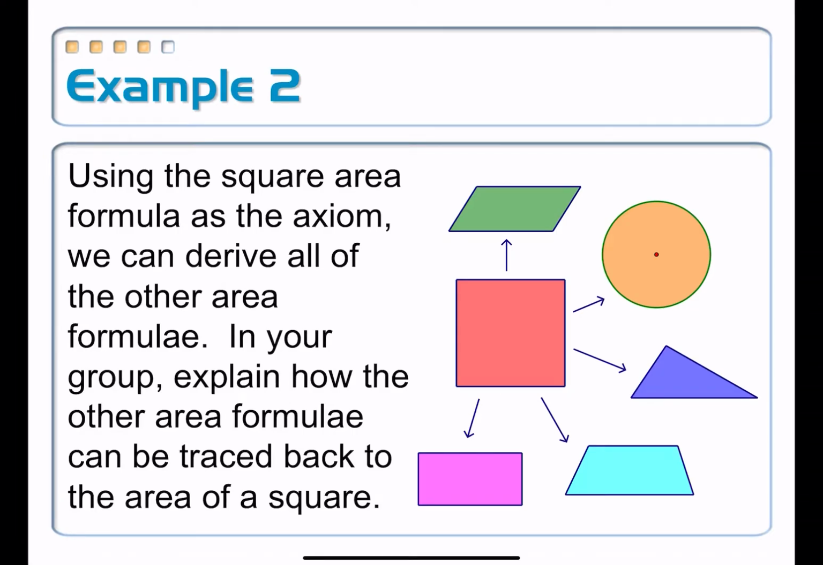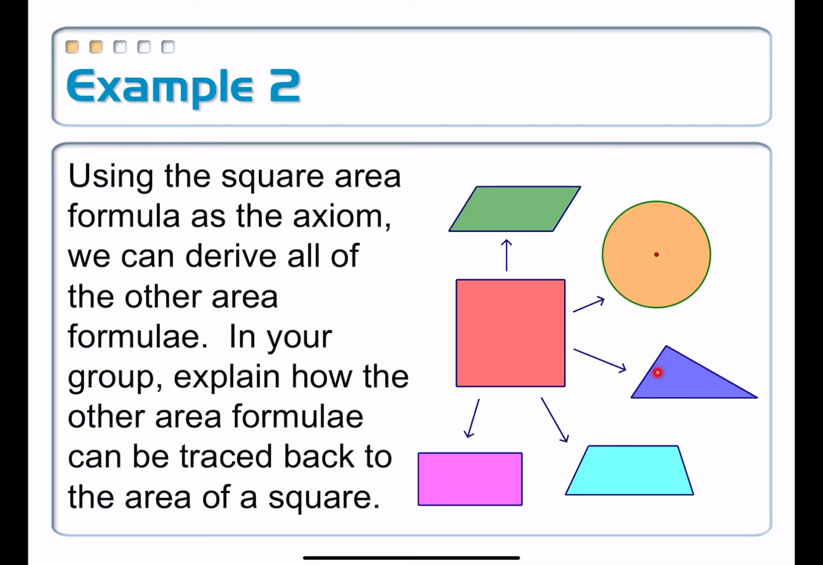We have been discussing how these area formulas relate to each other to form an axiomatic system. The square is assumed to be true; the axiom is side squared. We were able to use that to prove that a rectangle is base times height. And then based on the rectangle, we were able to show that the parallelogram was also base times height. And then based on the parallelogram, the triangle is a half of base times height.